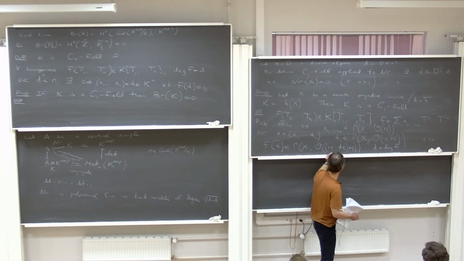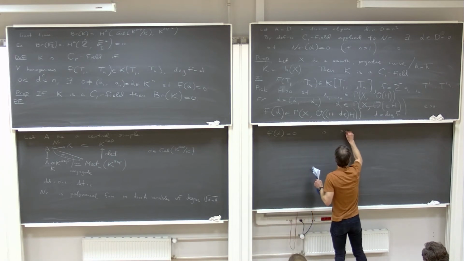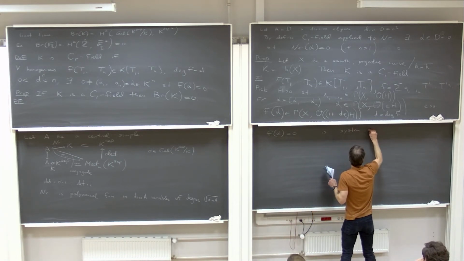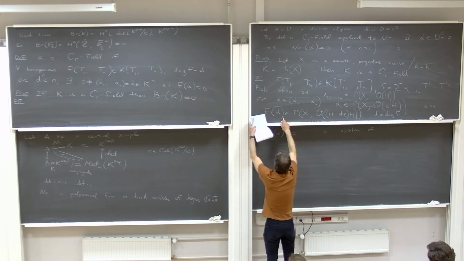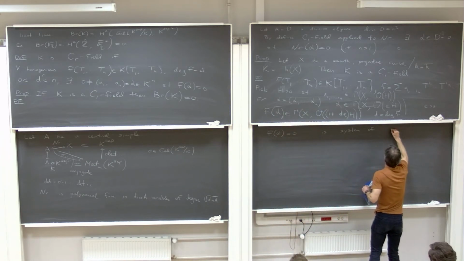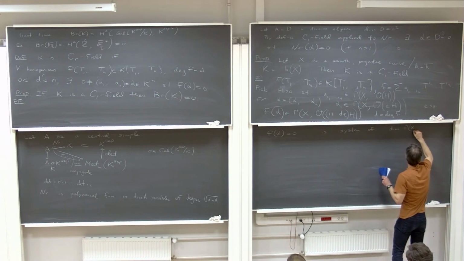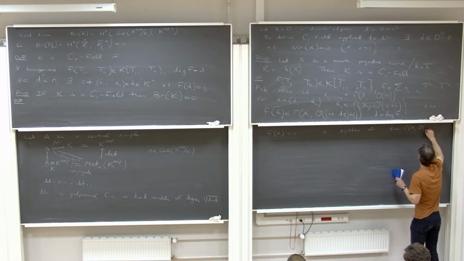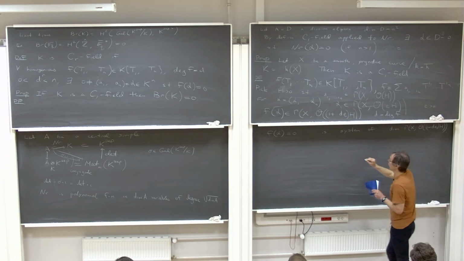So I can think of this as a system of equations. How many equations do I have? This is a vector in this vector space, so it is a system of 1 plus dE H equations.